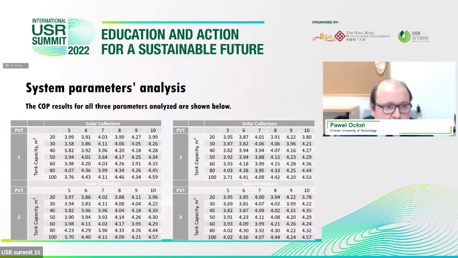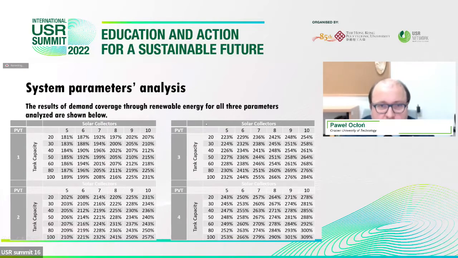And now with various numbers of soundtrack PVT modules, in this soundtrack solution, we are also checking the heat pump COP, which should be higher than 4. In the majority of the cases, it is. And for the electrical energy demand coverage, we are also able to obtain quite high values here.